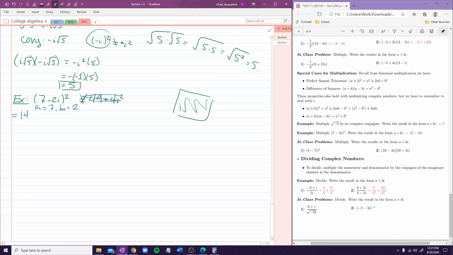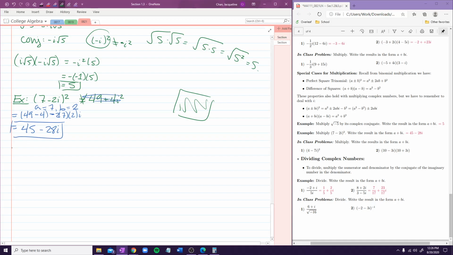Okay, so what is this? This is going to be 49 minus 4, minus 2 times 7 times 2i. Okay, so this is going to be 45. Okay, negative 2 times 7 times 2 is negative 28i. Right? See, it's really fast if you know the formula.